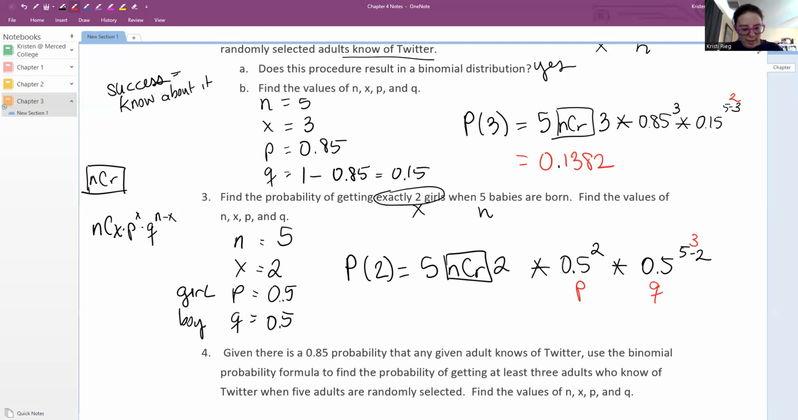And then you hit times 0.5 to the second power times 0.5 to the third power, because we want the P and the Q represented. And this I did not have to round on. I'm getting exactly 0.3125. And it was exactly 4 decimal places.